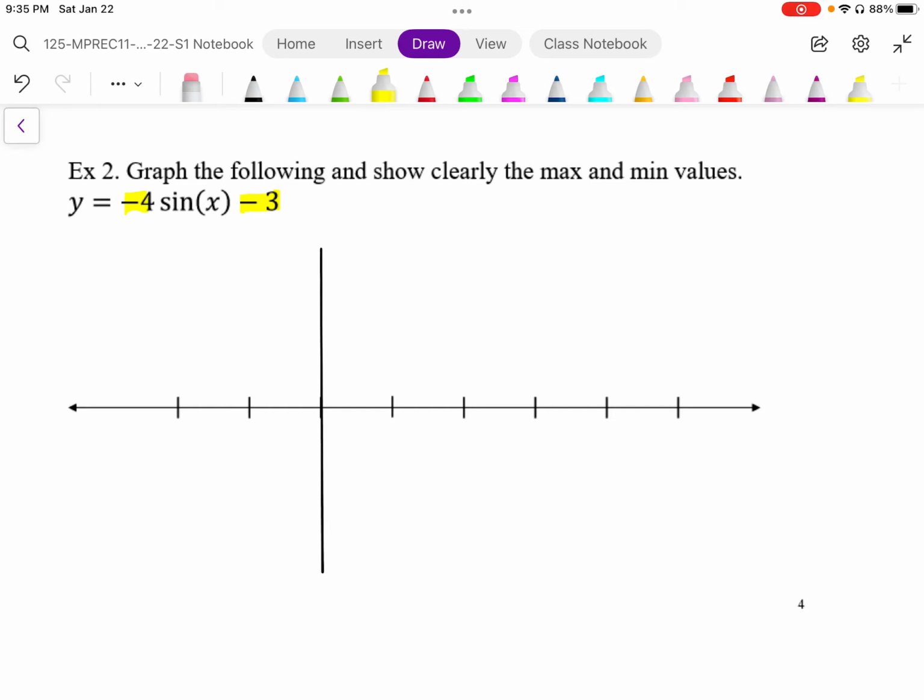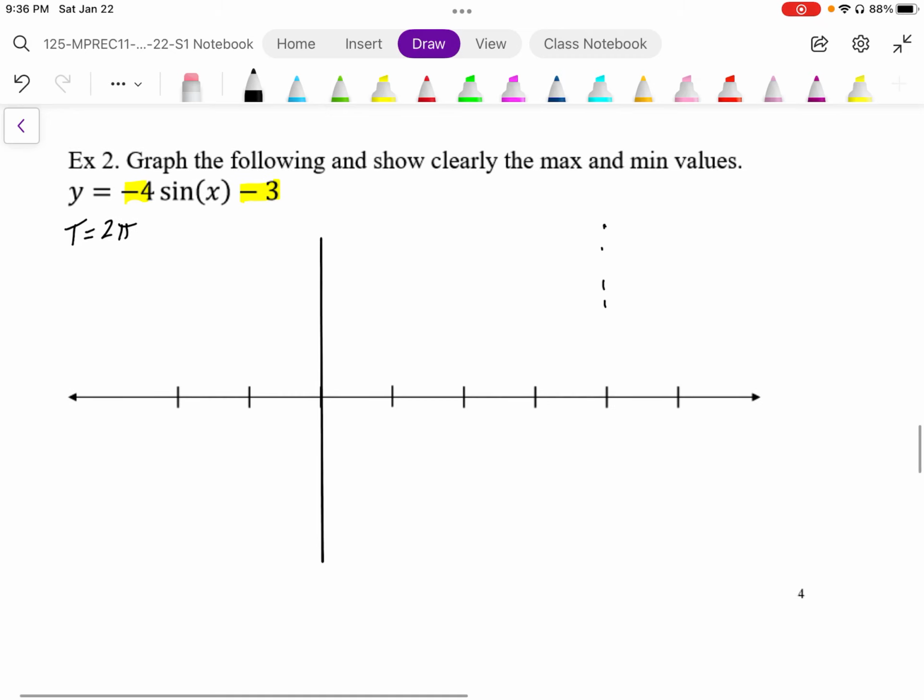So what I'm going to do is I need to have some references to work with. So first thing I'm going to do is determine the period. It looks like the period here is 2 pi. There's no horizontal compression or expansion. So what that allows me to do is, if this vertical line represents 0, I want to find the end position. So I'm going to start at 0 and end at 2 pi. So I'm going to mark off my 2 pi. So that position represents 2 pi. So I have references for the start and end.